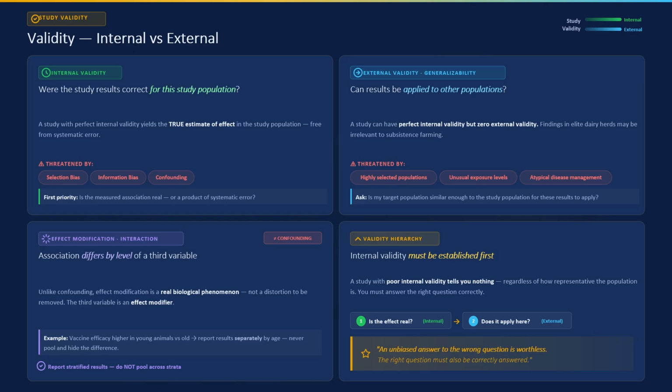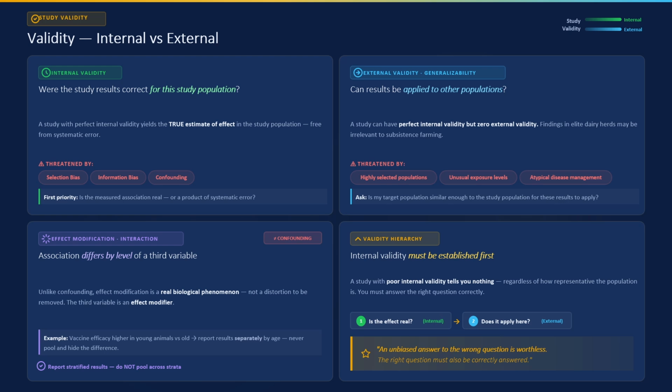Findings from elite dairy herds may say nothing useful about subsistence farming. Note that you can have perfect internal validity and zero external validity. The reverse isn't useful. A study with poor internal validity tells you nothing, no matter how representative the population is. So the hierarchy is, first, is the effect real? Then, does it apply here?